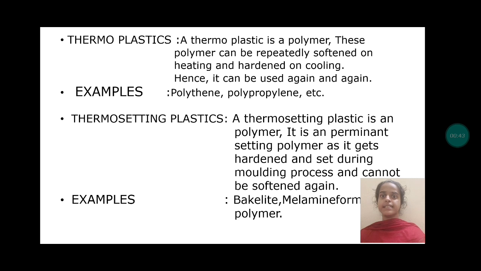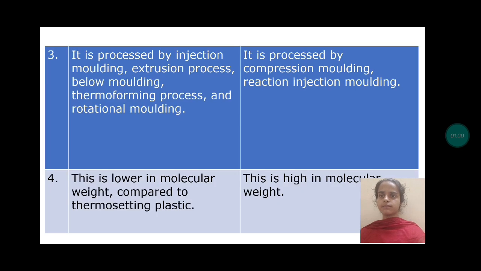Thermosetting plastic is a polymer. It is a permanent setting polymer as it gets hardened and set during the molding process and cannot be softened again. Examples of thermosetting plastics are bakelite and melamine formaldehyde polymer.